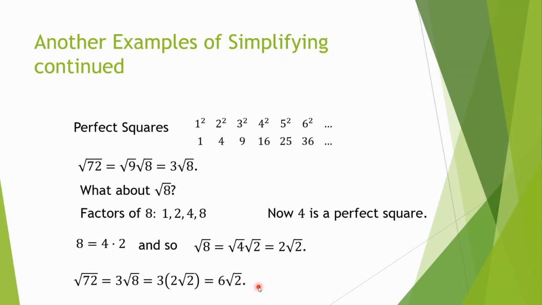Okay, now some of you might be thinking, wait a minute, couldn't we have 72 equal to 36 times 2? You could do that if you want. I mean, the 9 and 8 are not the only way.